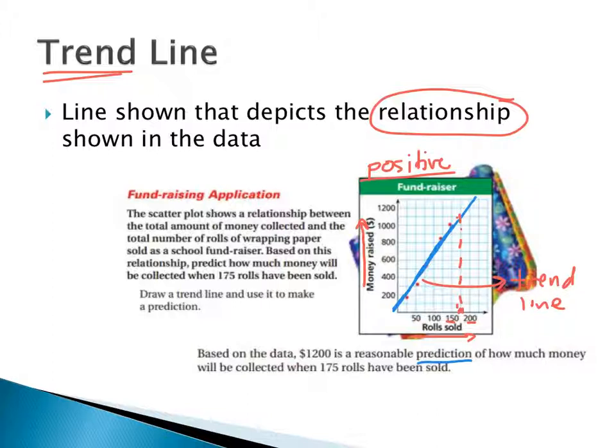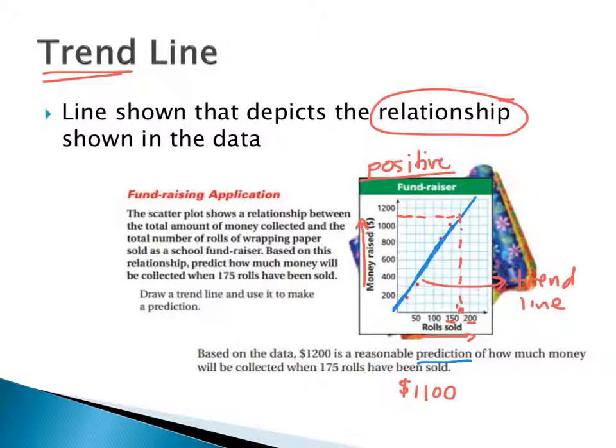Well, how much money does that pertain to? If I go all the way over here, I see it's right between 1,000 and 1,200. So technically that is $1,100. Not $1,200, but $1,100. So if I sell 175 rolls, I can predict using my trend line that I'm going to make $1,100. Now, how does $1,100 compare to $1,200? They're reasonably close. So I would say yes, this is a reasonable prediction.